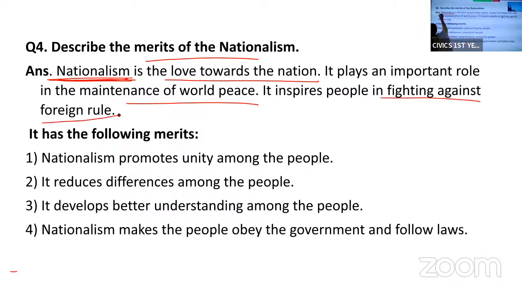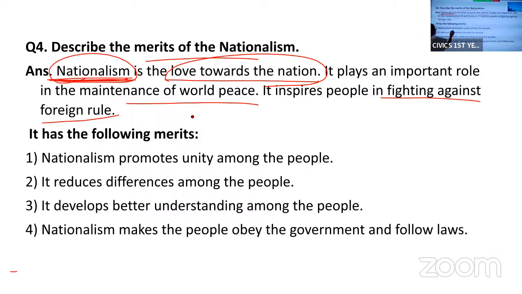It is this nationalism, the love for our country, that inspired our freedom fighters to fight with the Britishers for our independence. So nationalism is nothing but love towards the nation. Okay, so let us see the merits now.